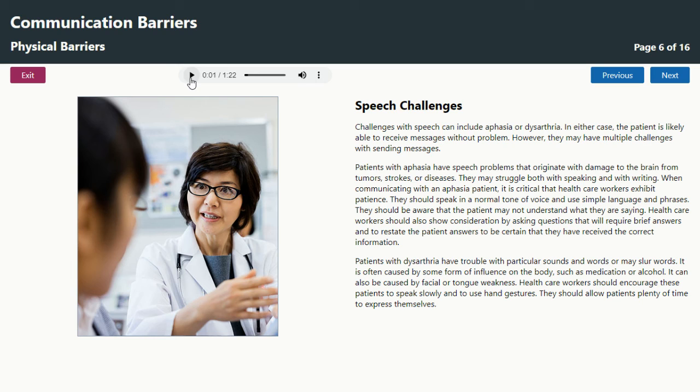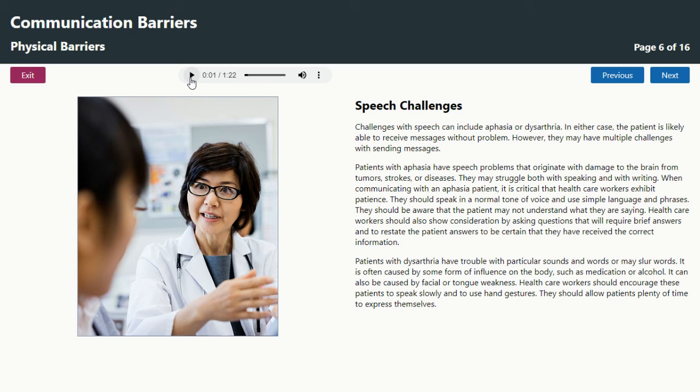When communicating with an aphasia patient, it is critical that healthcare workers exhibit patience. They should speak in a normal tone of voice and use simple language and phrases. They should be aware that the patient may not understand what they are saying. Healthcare workers should also show consideration by asking questions that will require brief answers and to restate the patient's answers to be certain that they have received the correct information.